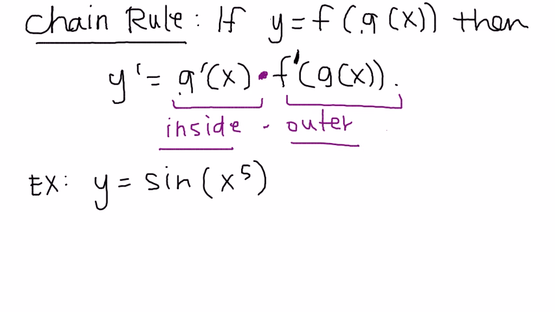I see a composition of functions already. So I see an inner and I see an outer function. So you tell me, what's my inner function? My inner function would be x to the fifth. So y prime is going to equal the derivative of x to the fifth, which is 5x to the fourth, multiplied by the derivative of the outside function.